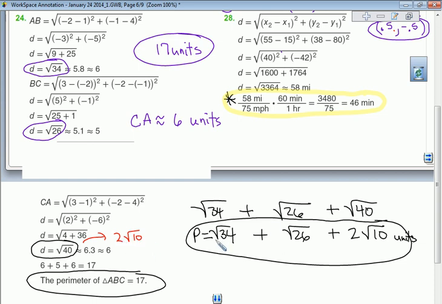So the exact answer for the perimeter would be, because we can't add these, you just list them. There are no like radicals. This is the exact answer, and then that's the approximate answer. Okay? Right, you get that.